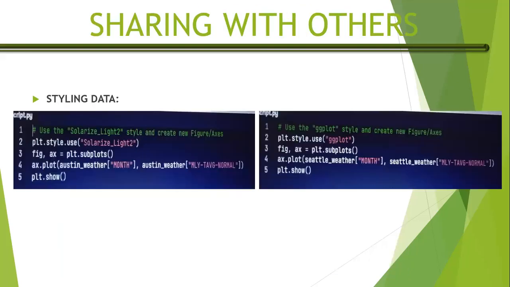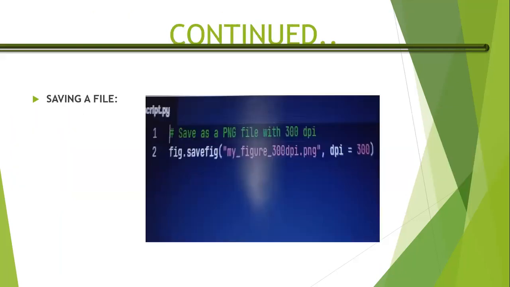Sharing with others, styling data, saving a file. Save a PNG file with 300 dpi. We can just add fig.savefig, myfig, and dpi 300.